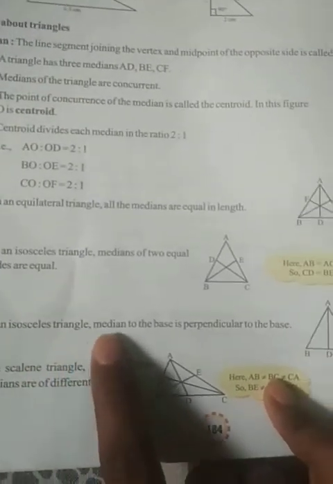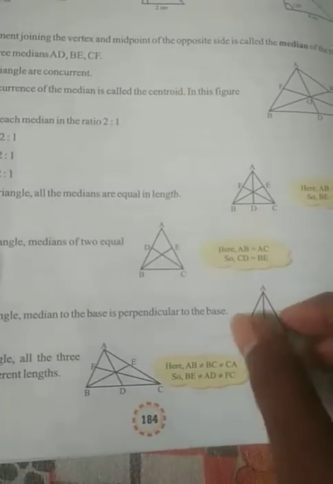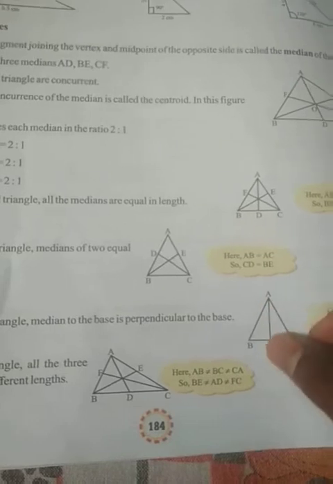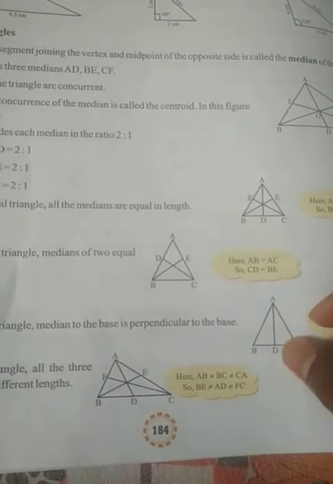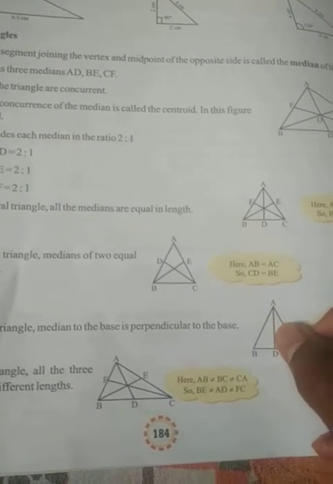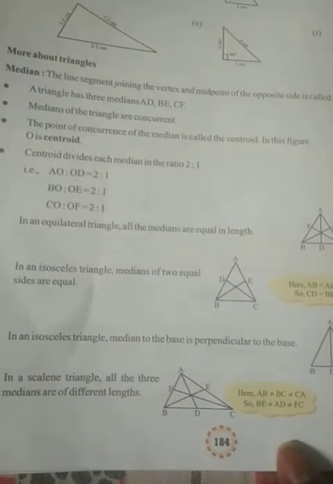In an isosceles triangle, the median to the base is perpendicular to the base. That means in the isosceles triangle, here AB equals AC, and this median which is drawn from here to the base line is actually perpendicular. That means that it is making a 90-degree angle. And in a scalene triangle, I already said that all medians are different in length.